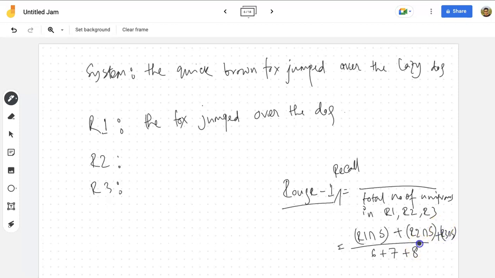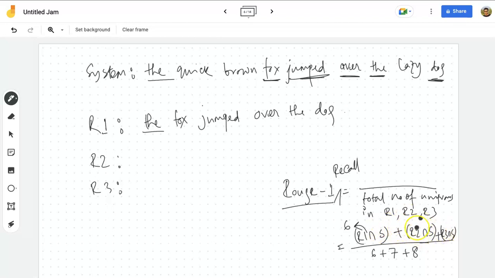So basically intersection means unigram intersection. If you check the first system and R1, the "the" is common, quick is not there, brown is not there, fox is there, jump is there, over is there, the is there, dog is there. So there are 1, 2, 3, 4, 5, 6. So the first will be 6. And similarly you can calculate the second part and third part.